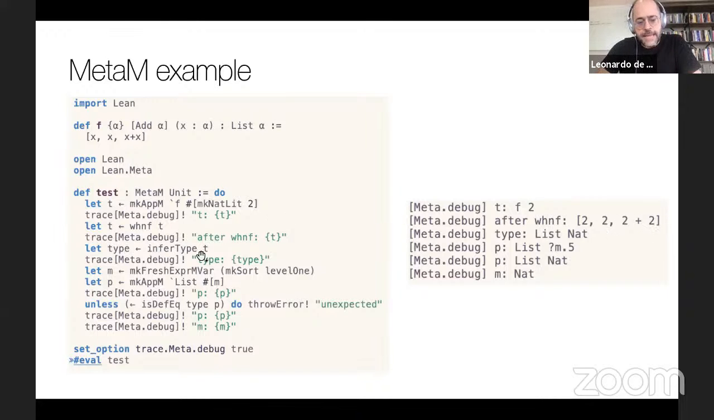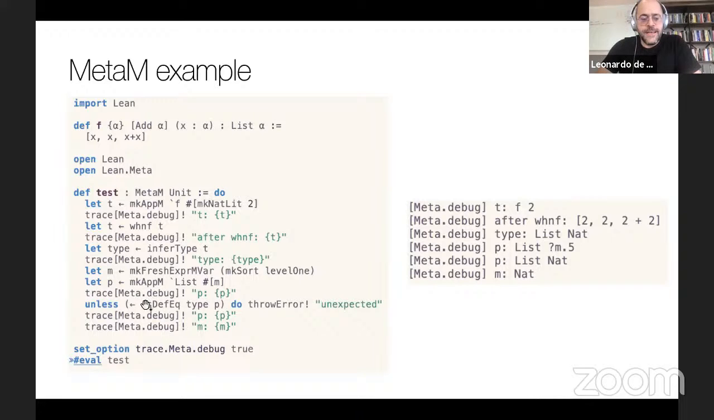Then, oh, ask what's the type of T, you get there List Nat. Then, oh, let me create a meta variable in the universe 1, right? Then you can say, oh, I'm going to create a term List of this, with this meta variable. I print, I get List of M5. The 5 here is the unique ID for this meta variable.